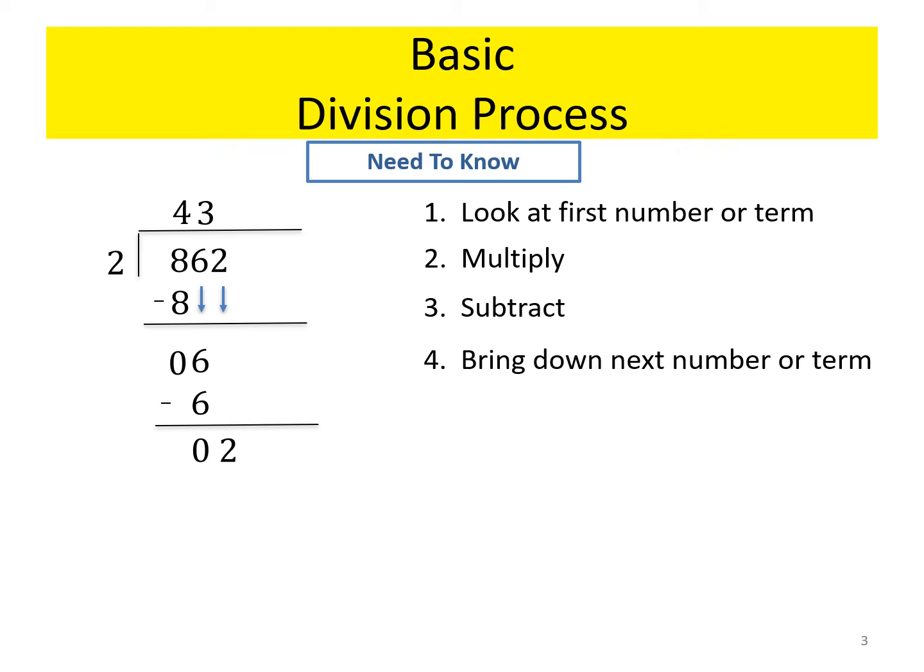Starting again at the first step. 2 times what number gives me 2? A 1. So you put the 1. We do the multiply. 2 times 1 is 2. We subtract by drawing the line, showing the subtraction, and we have a 0. Now we have no more numbers to bring down, so we're done, and our answer is 431.